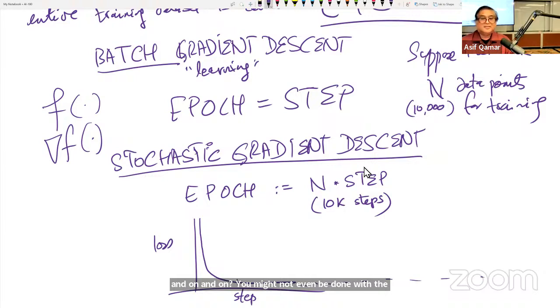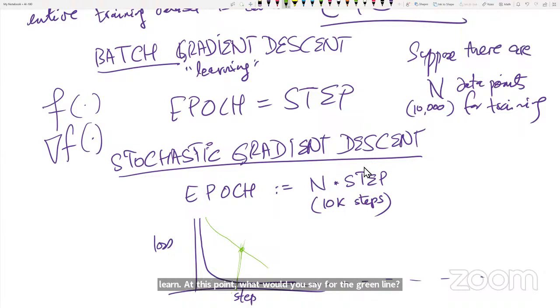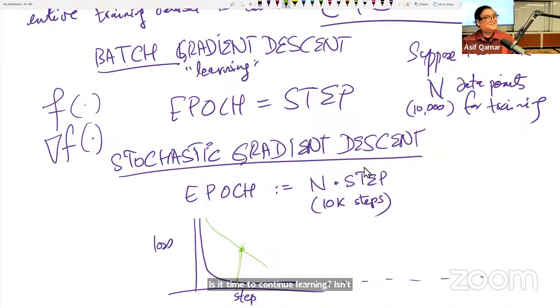This is it. On the other hand, if your curve is looking like this, and you are at this, let's say that you are at this data point, and you may have even run through two epochs, like gone through the data over and over again and let it learn. At this point, what would you say for the green line? Is it time to continue learning? Isn't it? Yes. Because for each step, the machine is still making progress, right?